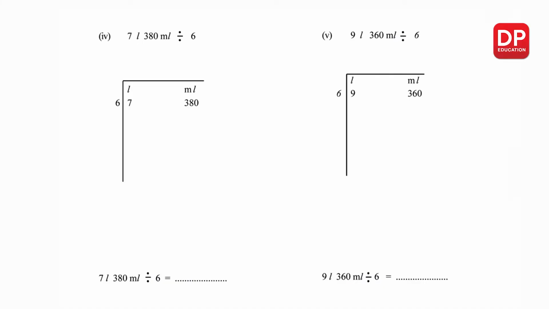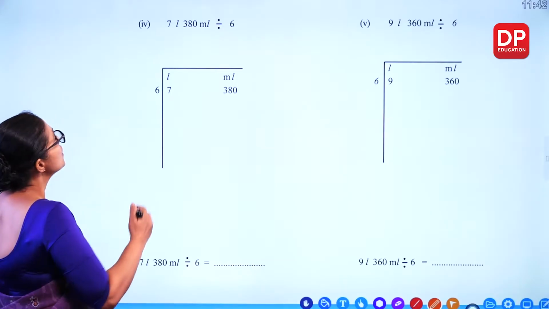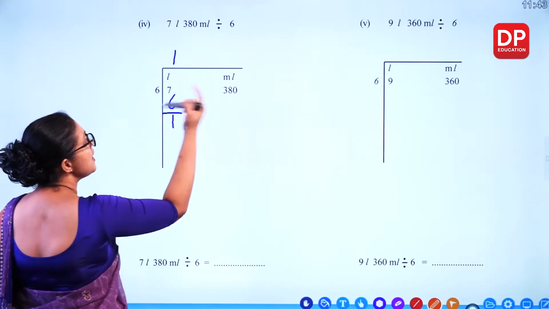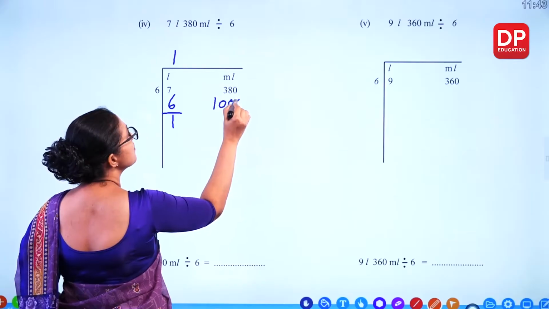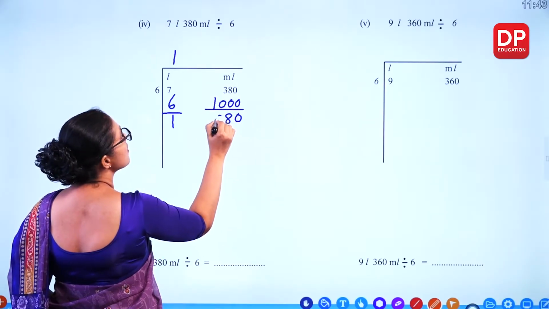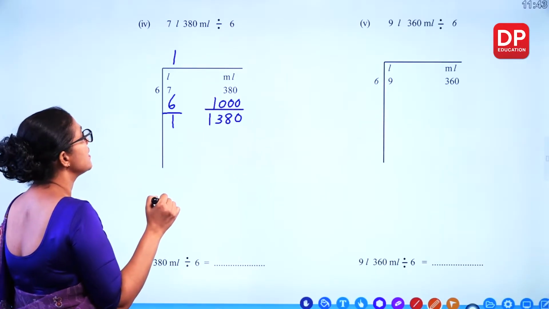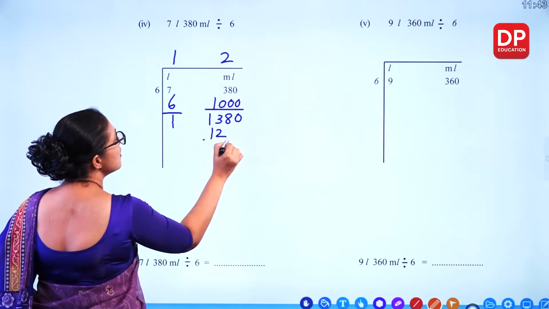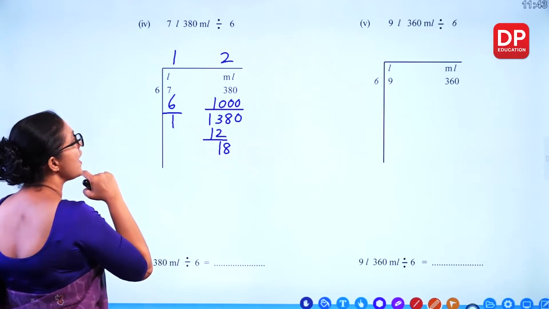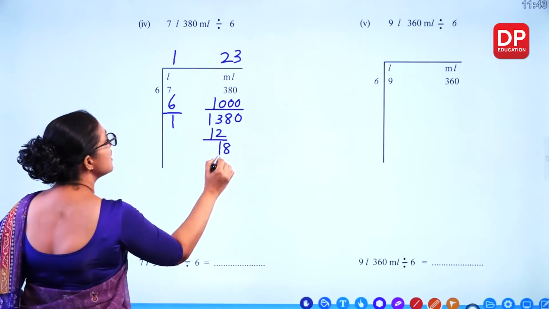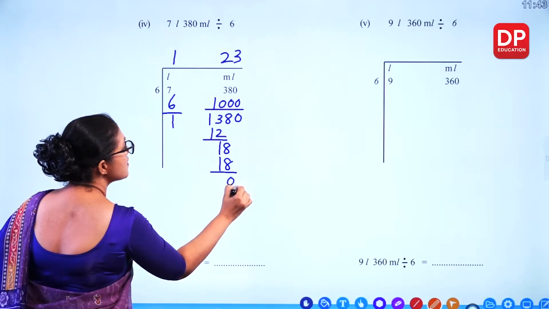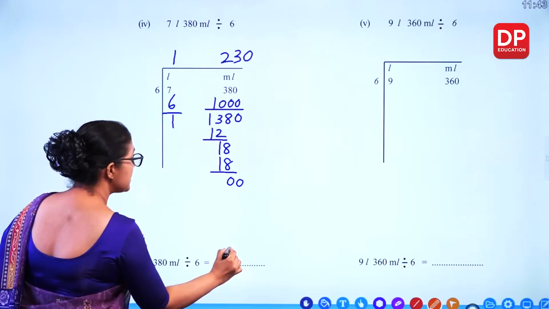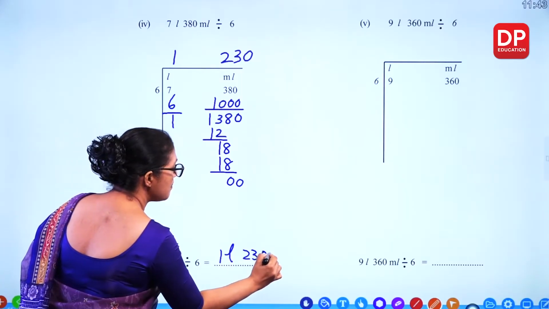Look at this one. Divide by 6 now. So 6 times 1, 6. 1 remaining. 1 remaining means you are taking 1000. 1380. Divide by 6. 6 times 2, 12. 1 remaining. For 18, that's 3. 18. Now, there's a 0. So you have to put a 0 there. 1 liter and 230 milliliters.